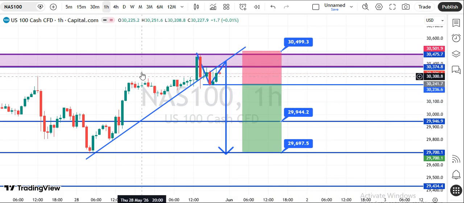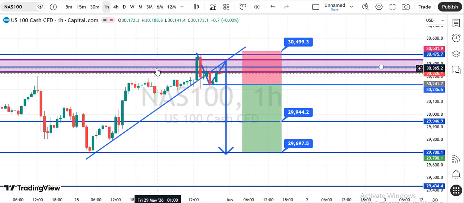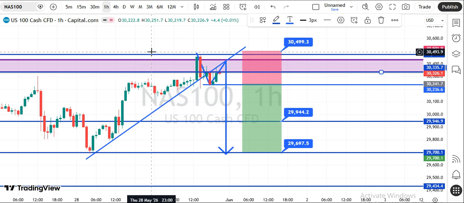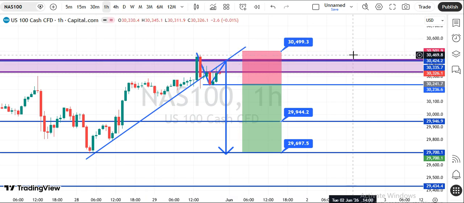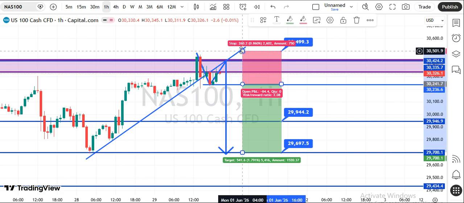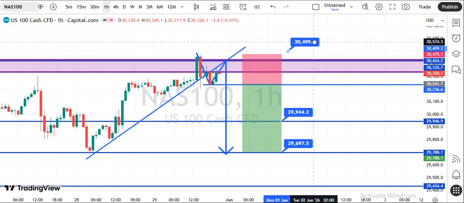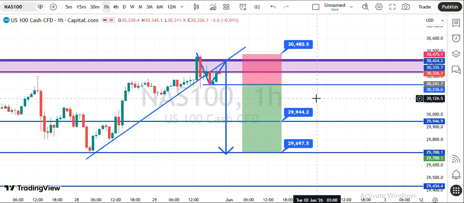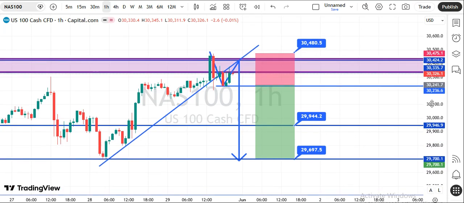So let me see. Can adjust this a bit. Just want to adjust the stop loss a bit. So that is fine. That is okay. It's finished. That is my full technical analysis on Nasdaq.